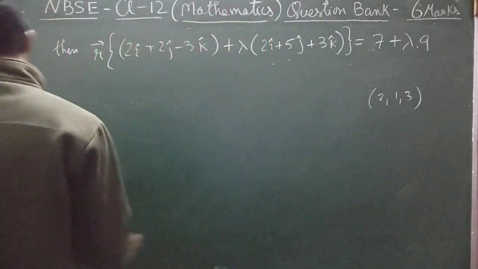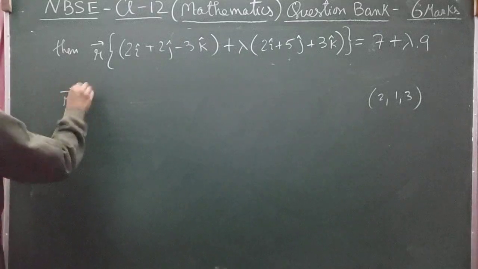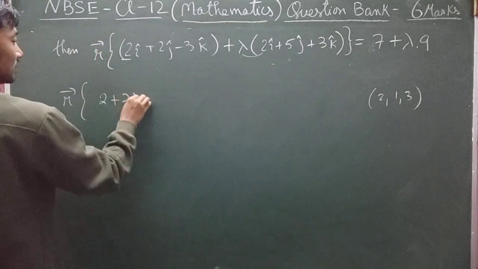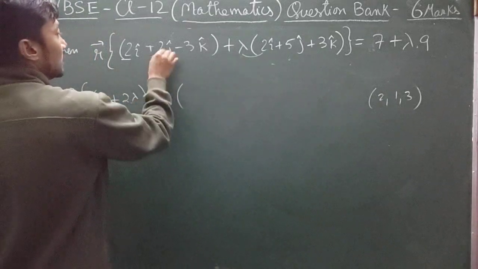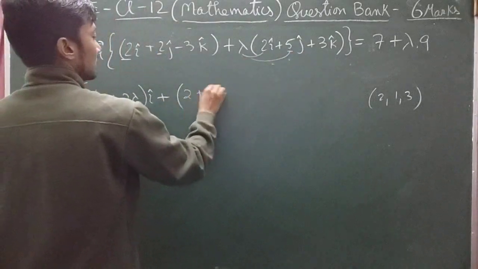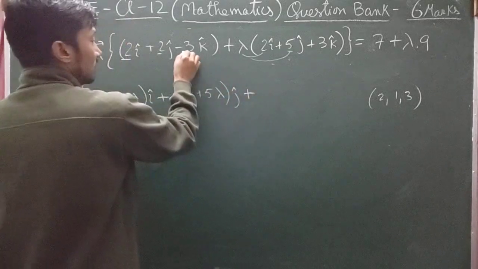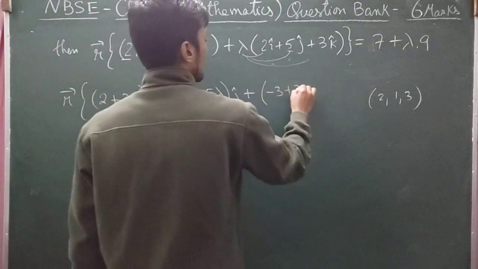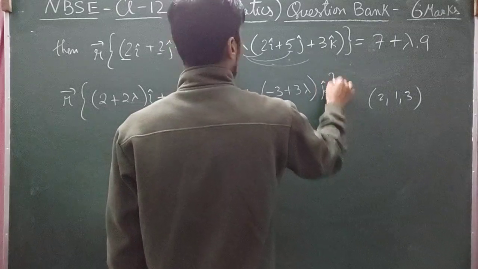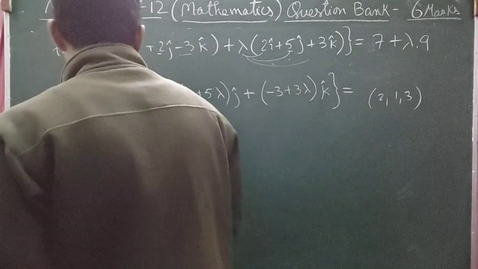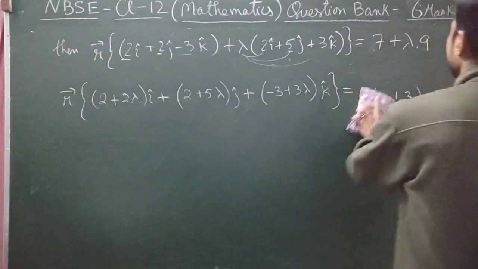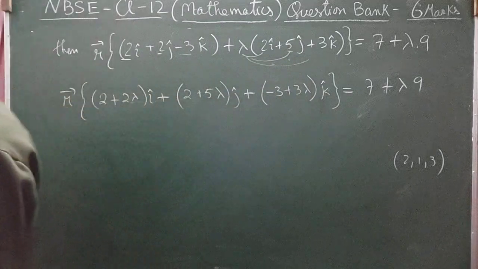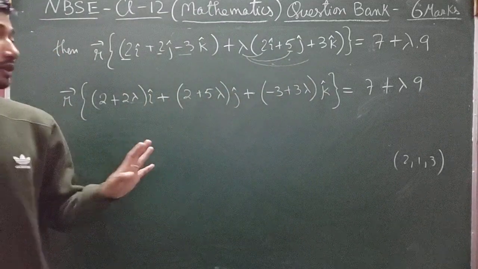I need the points. So let's simplify this a little bit. So that's vector r dot (2 plus 2 lambda) i plus (2 plus 5 lambda) j plus, don't write this minus, just write plus, you write the coefficient inside only, (minus 3 plus 3 lambda) k is equal to 7 plus lambda into 9, or 9 lambda, whatever it be. I'll write here 2, 1, 3, I don't want to be forgetting the point. So, alright, let this be our equation 1.